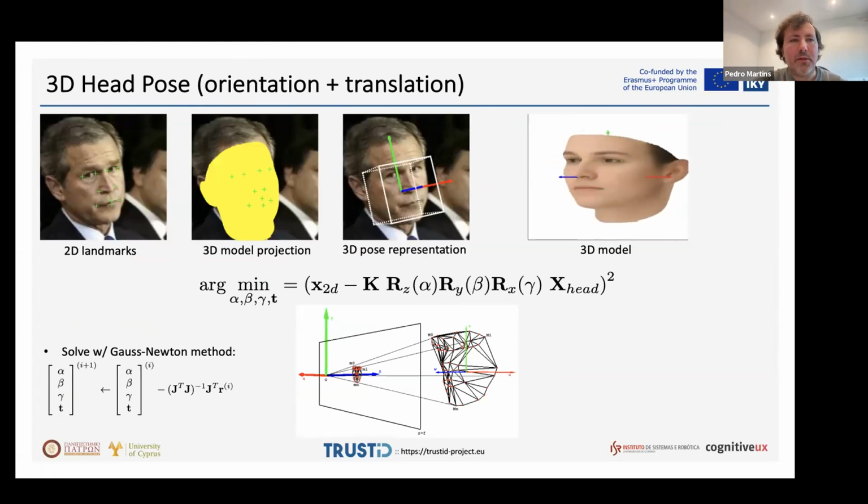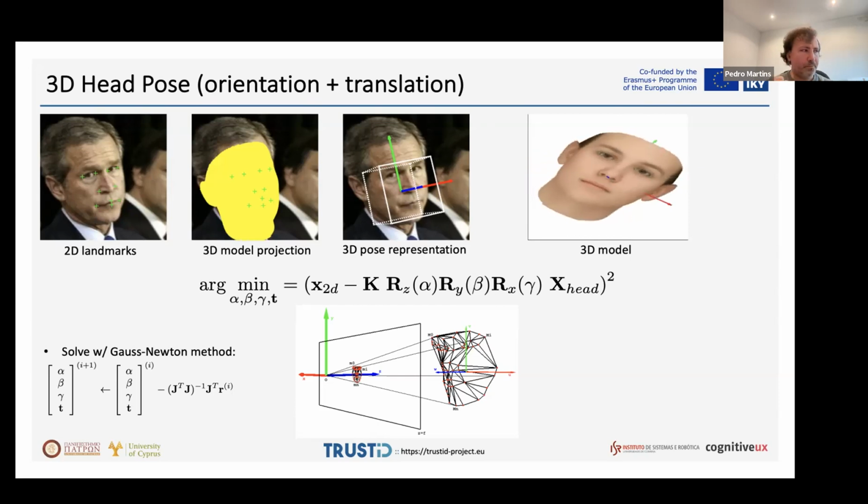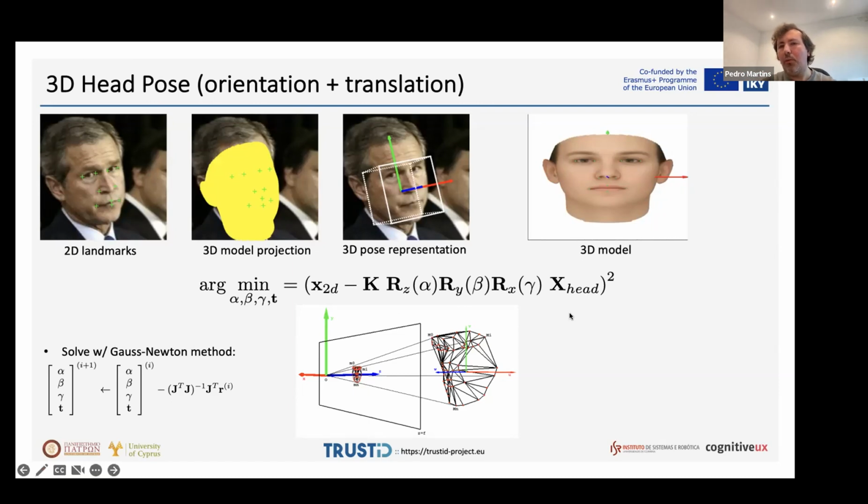Moving to the other part. So the head pose. The head pose is actually used in the system to validate images on the enrollment stage. So we need to know which are the images that carry more information.